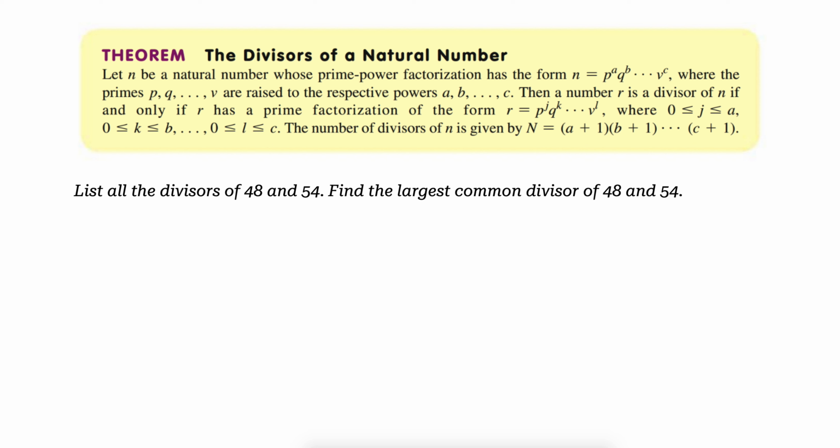So continuing, I want to talk about divisors of a natural number. And we have a couple bits of information in this theorem here. And I want to look at the number 12. So the example here is going to deal with 48 and 54, but I want to look at the number 12 and walk through this theorem about the divisors of a natural number.